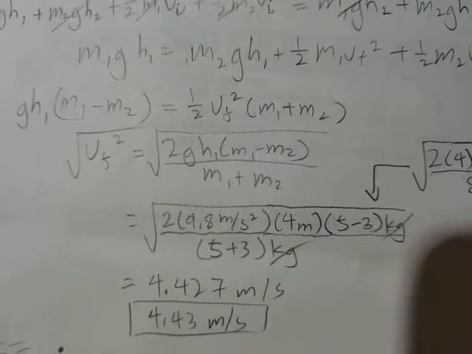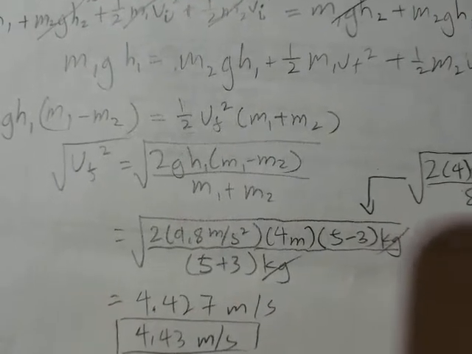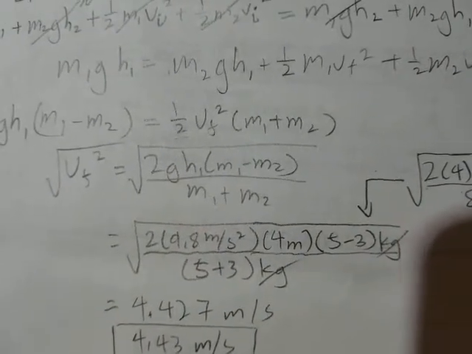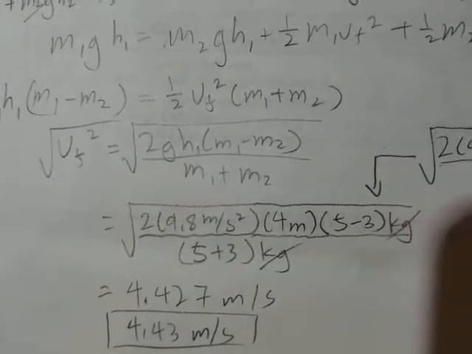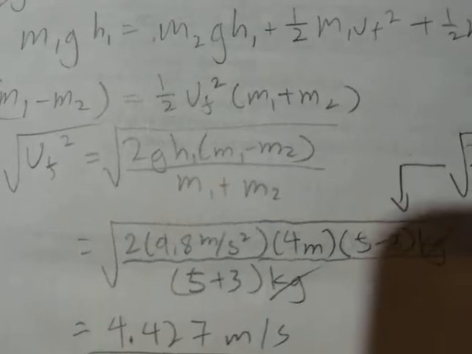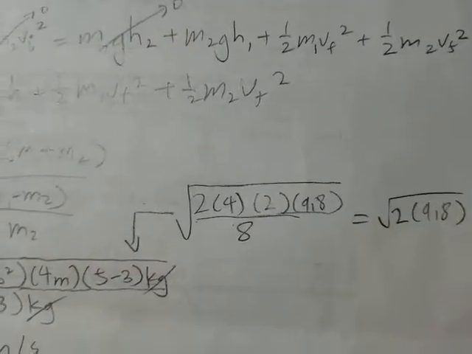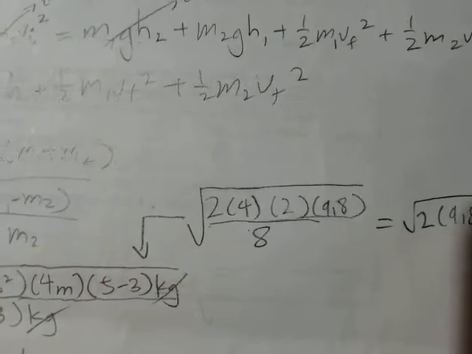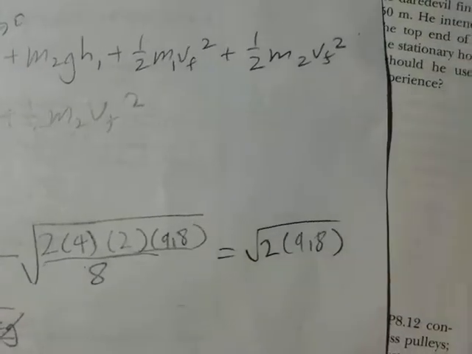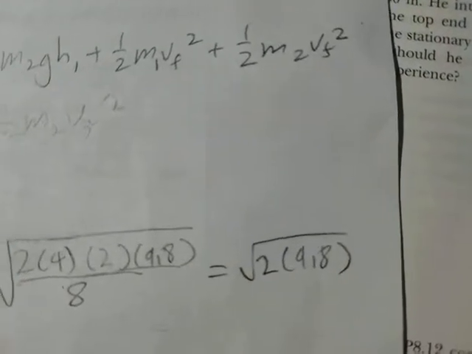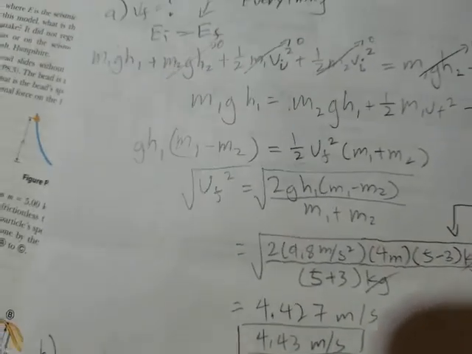4.427, or 4.43 in the back of your book. Just as a side note, if you were to plug in the values, you could cancel out some of the values. You see, 2 times 4 is 8 in the numerator, and 8 is the denominator. You could cancel those out, and you can just plug 2 times 9.8 into your calculator, and you should get the same answer, 4.43. So that's A.